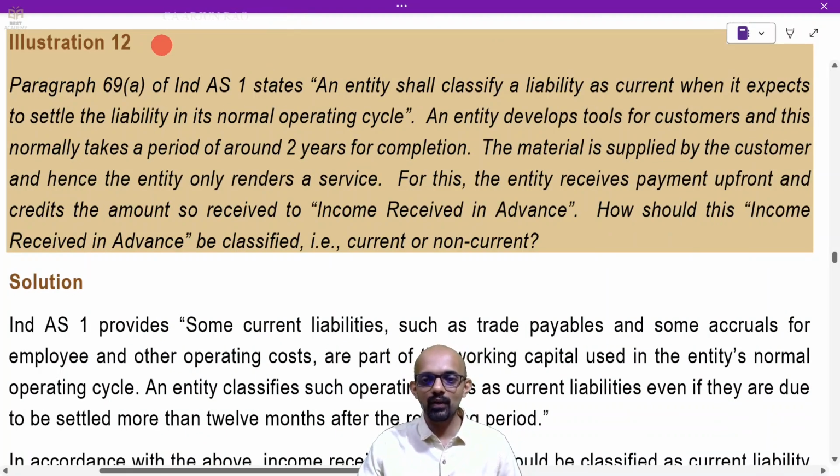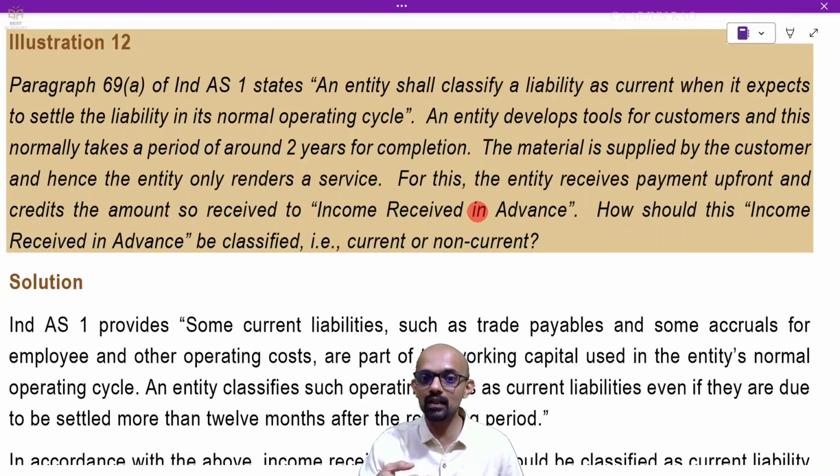So in illustration 12, an entity develops tools for its customers and takes 2 years for completion, and it does this as a service. Material is supplied by the customer. It's a job work. And it's receiving the income in advance. So when will the entity realize this income? When it completes the service, that is, develops the tool and hands it over. Generally, the expectation is it will finish it within that 2 years. So the income received in advance is expected to be settled.